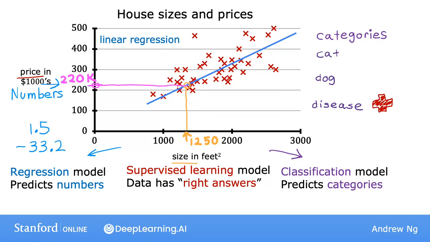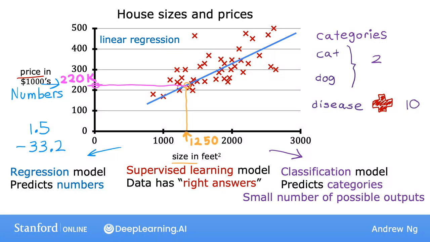So as a reminder about the difference between classification and regression, in classification, there are only a small number of possible outputs. If your model is recognizing cats versus dogs, that's 2 possible outputs. Or maybe you're trying to recognize any of 10 possible medical conditions in a patient. So if there's a discrete, finite set of possible outputs, we call it a classification problem, whereas in regression, there are infinitely many possible numbers that the model could output.